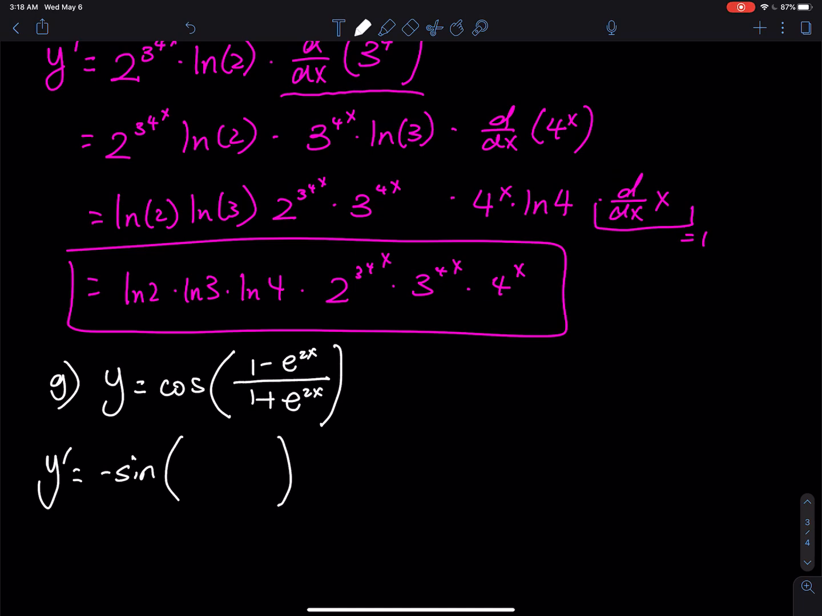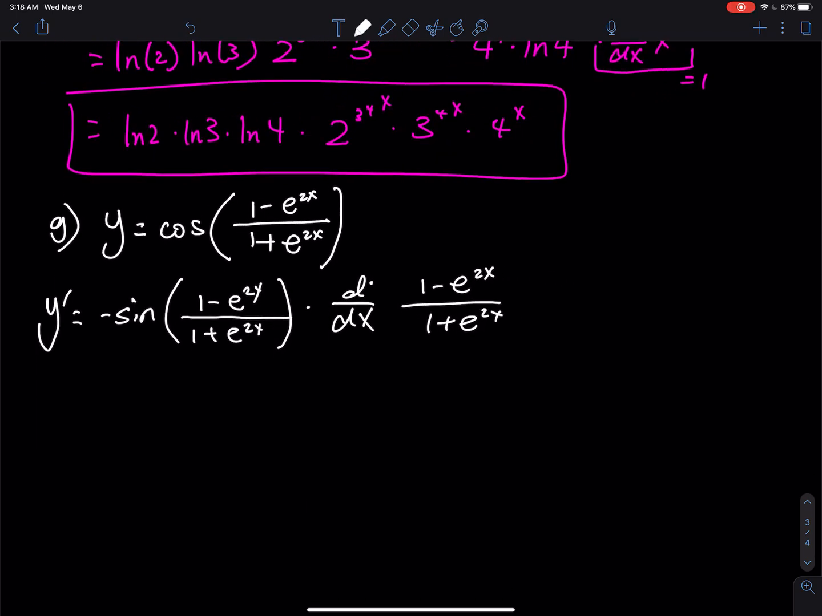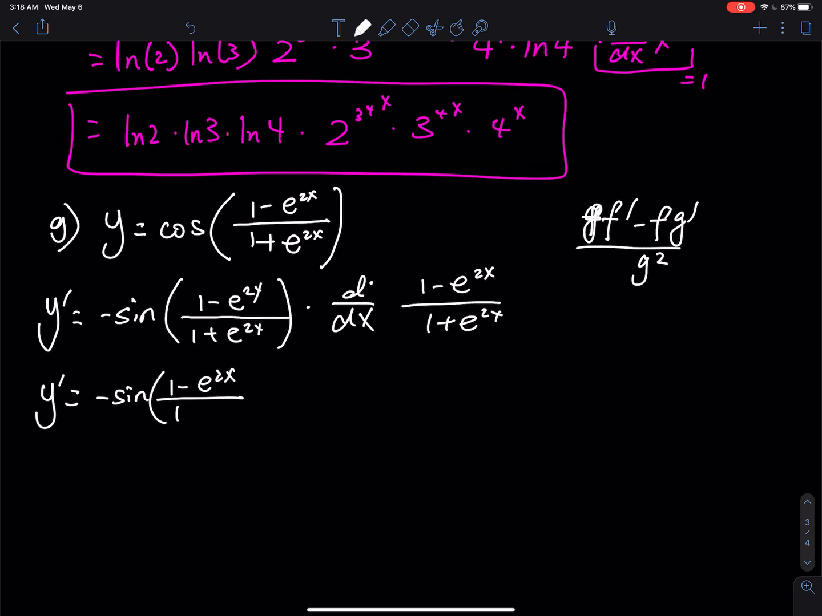I don't care what it is. And then you multiply the derivative of that thing, which is 1 minus e to the 2x divided by 1 plus e to the 2x. Of course, you have to fill in the blank. Okay, we have to do a quotient rule. Remember quotient rule? We have g f prime minus f g prime divided by g squared. So y prime, we copy this one more time. And then the quotient rule, we have to prepare a long fraction bar, square the denominator, and then g.